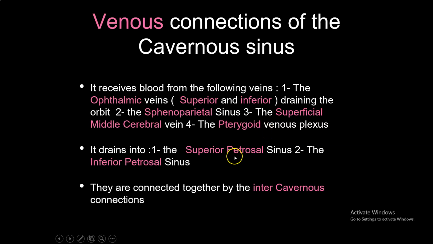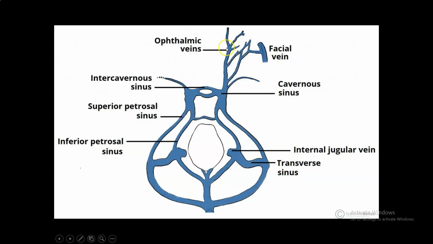to the superior petrosal sinus, to the junction of the transverse and sigmoid, inferior petrosal sinus to the jugular vein in the jugular foramen. And they are interconnected by intercavernous connections. So this is the right and left cavernous sinuses, intercavernous connections, receiving the ophthalmic veins and draining into the inferior petrosal to the jugular, superior petrosal junction of transverse with the sigmoid.